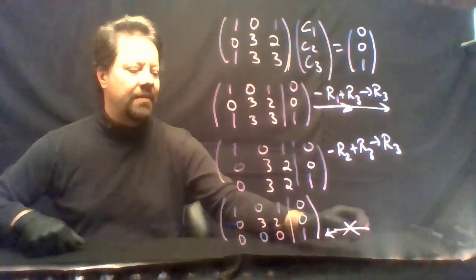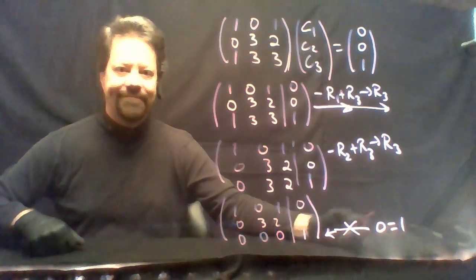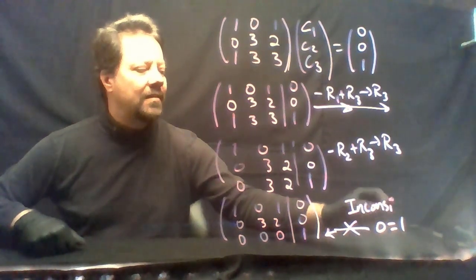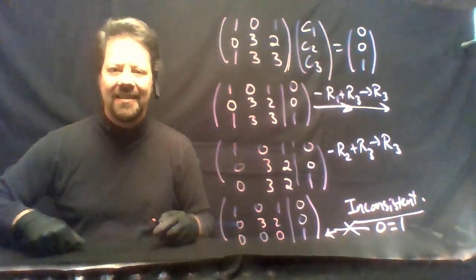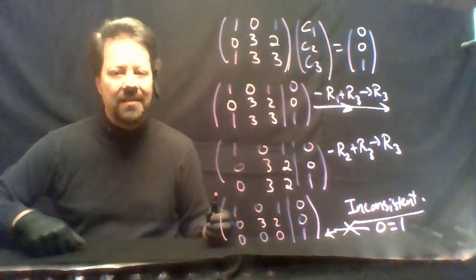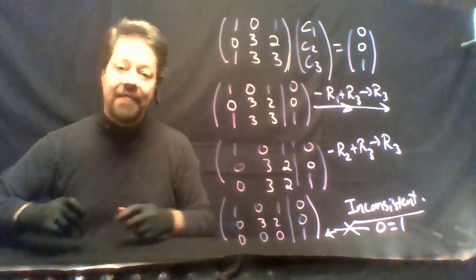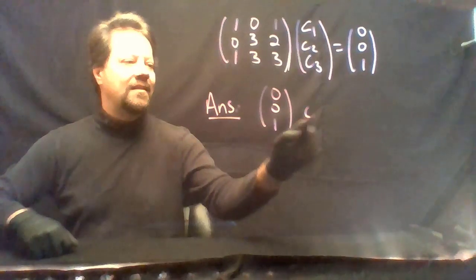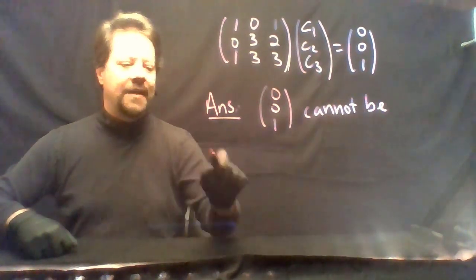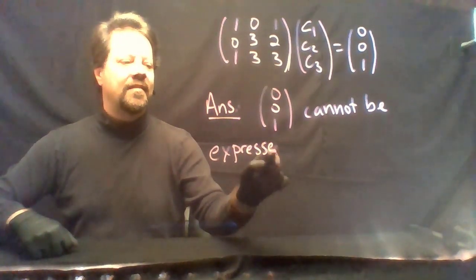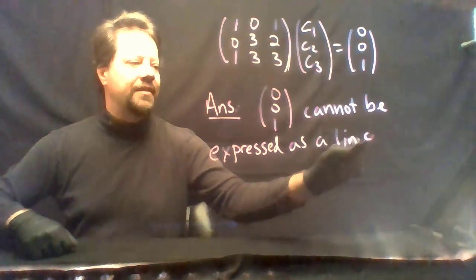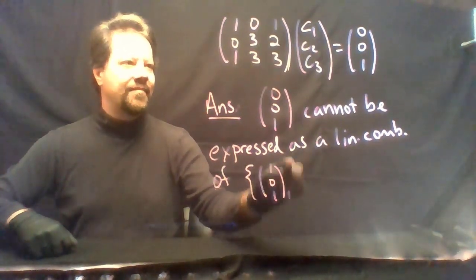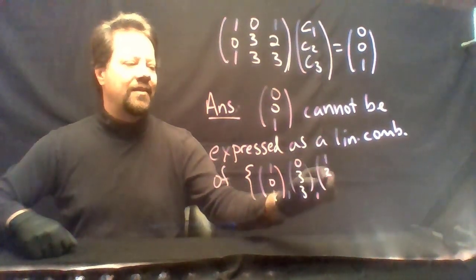The last row is a contradiction because it expresses the equation 0 equals 1. We deduce that this system is inconsistent. That means then that the vector (0, 0, 1) cannot be expressed as a linear combination of the three vectors that we gave originally. Our answer will be that (0, 0, 1) cannot be expressed as a linear combination of the vectors in the set (1, 0, 1), (0, 3, 3), (1, 2, 3).